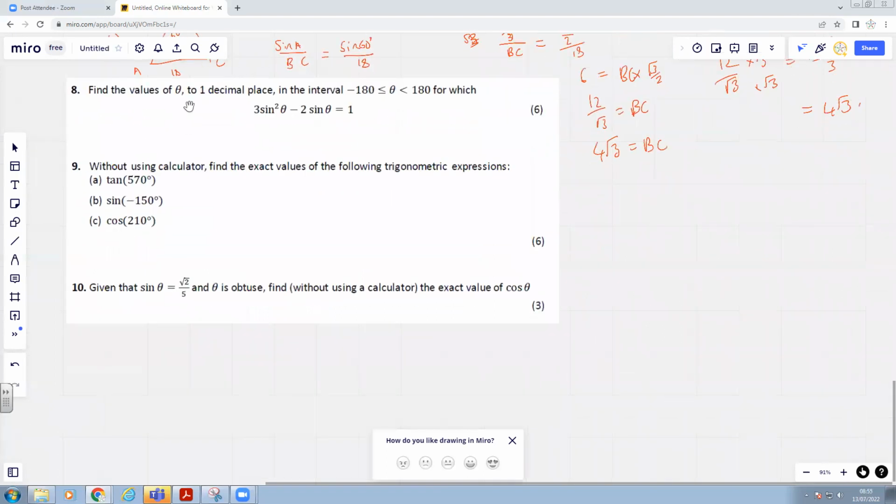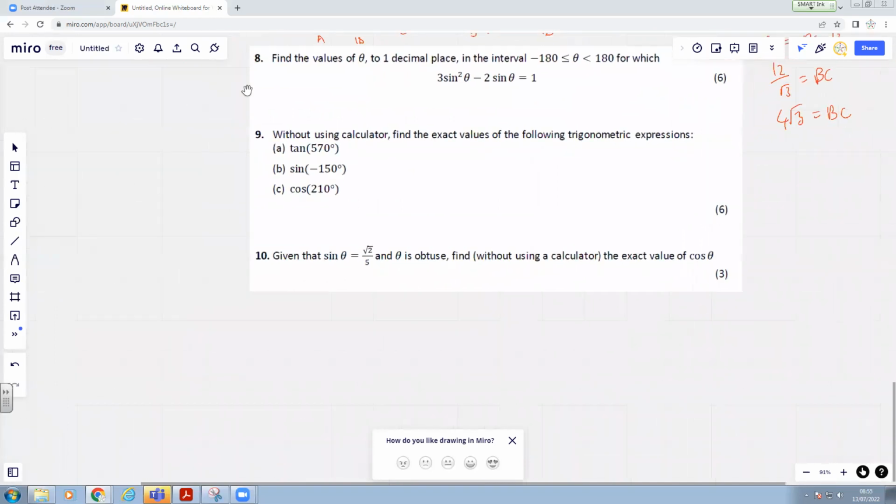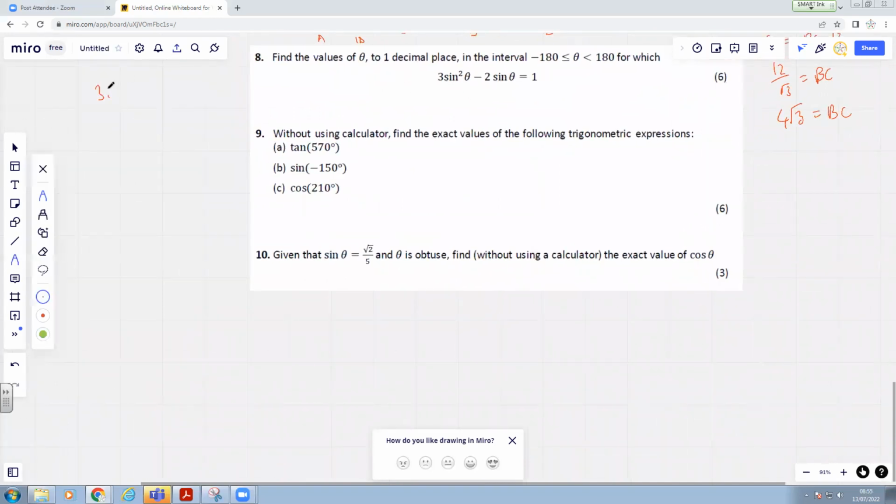Find the values of theta to 1 decimal place. So this is a typical one. We're solving a trigonometric quadratic. We've got 3s squared minus 2s minus 1 equals 0, because these are quadratics in disguise. Essentially what I've done here is I've let s equal sine theta. I like doing that in these trig function questions because it just means I write down less stuff.